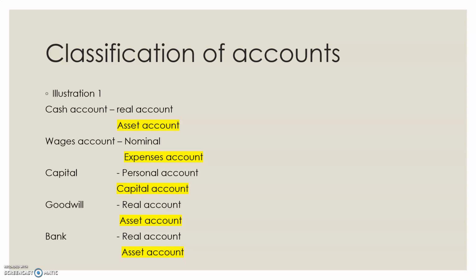Goodwill is an asset account. I told you it's an intangible asset. So it is classified as a real account, and according to the modern classification, it is the asset account. Bank, the same rule: it is an asset account. So according to the traditional classification, it can very well be classified as a real account also.